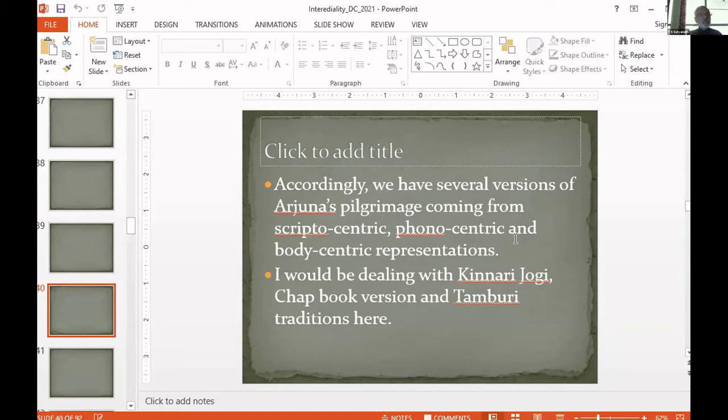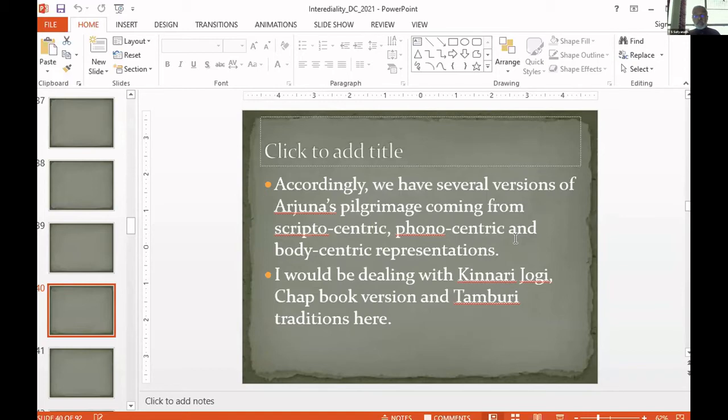Some traditions believe that Shiva is the primordial yogi. Some traditions believe that Arjuna is the primordial yogi. And the pilgrimage portion of Arjuna's Mahabharata episode is linked to that, and it is transformed. And there are a variety of traditions appearing. It's basically a performative tradition, but there are also scripts.